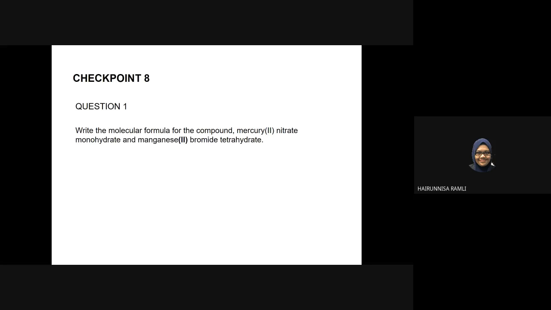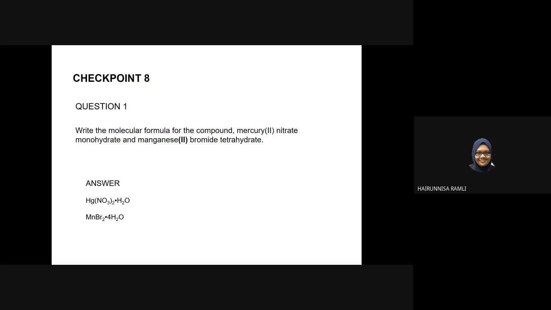Write the molecular formula for the compounds mercury 2 nitrate monohydrate and manganese 2 bromide tetrahydrate. Have you done it? So what is mercury 2? Mercury is Hg, because mercury has a few possible charges. Since it is written 2, it means it has variable charges. Mercury 2 nitrate. Nitrate is NO3 minus, so mercury is 2 plus. Monohydrate, mono is one, H2O. So you get Hg(NO3)2 dot H2O.